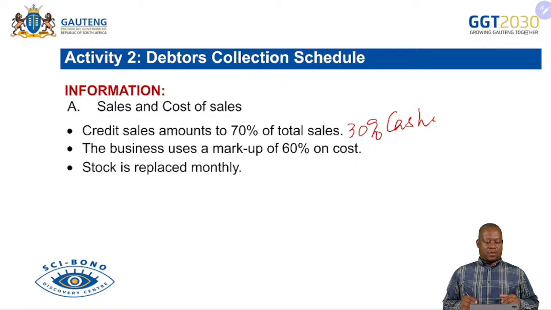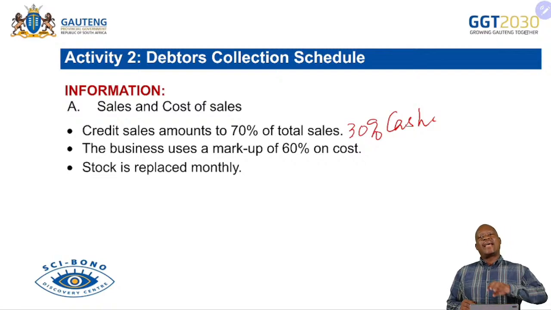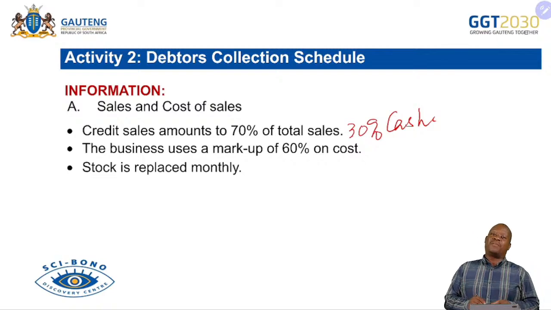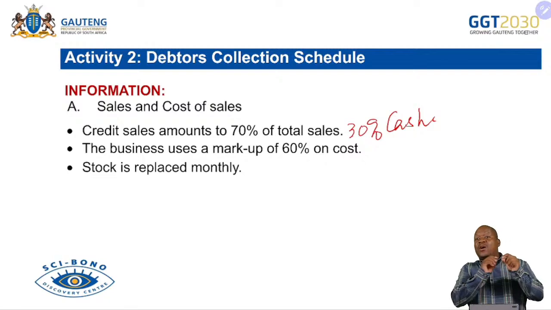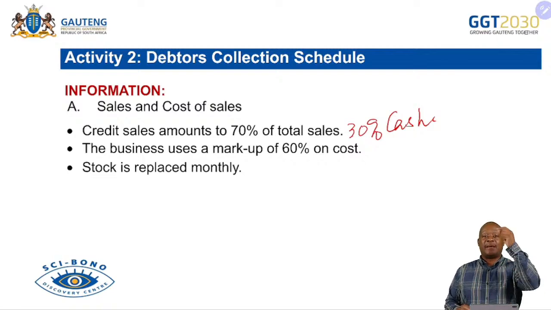Because if you get that part correctly, then you are going to see that stock is replaced monthly. What they are simply saying is, in January, we are going to sell our stock for January, and before January ends, we replace all the stock that we bought for January. Which means there is a link between the sales for January and the cost of sales for January, because stock is replaced in the month of sale.